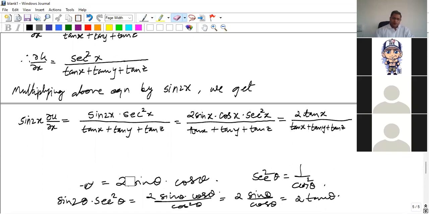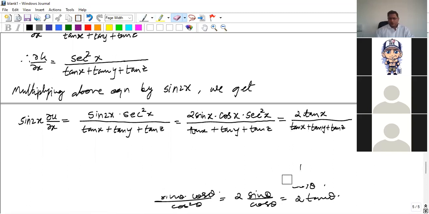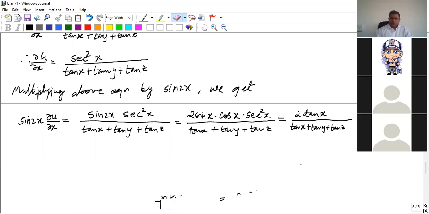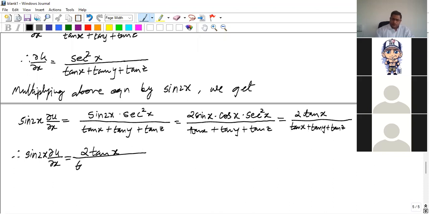Okay, good. Now this will be your equation 1. So what we get here is sine of 2x del u by del x equals 2 tan x upon tan x plus tan y plus tan z. Let this be equation 1.